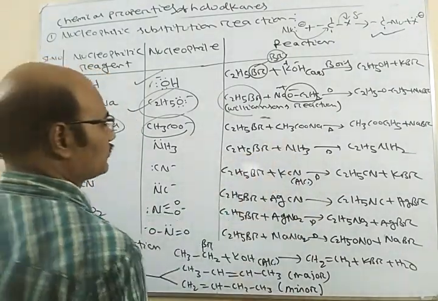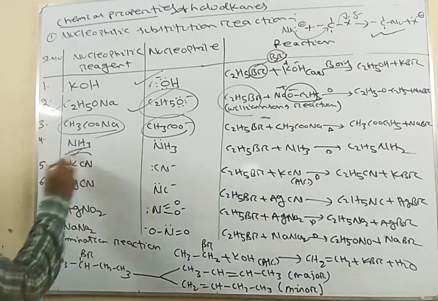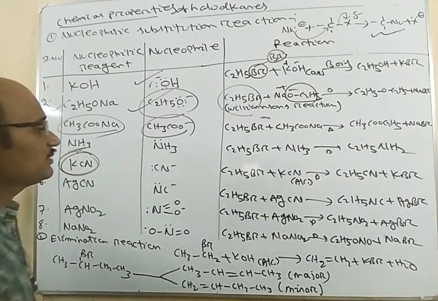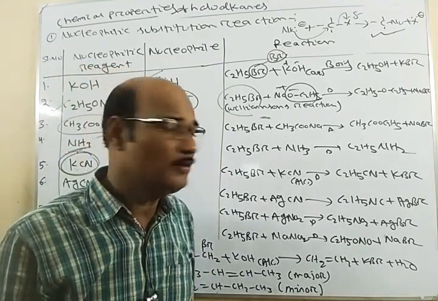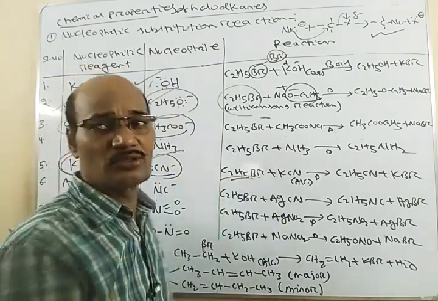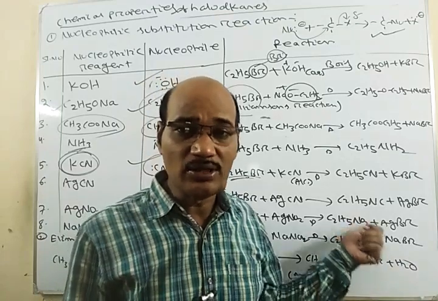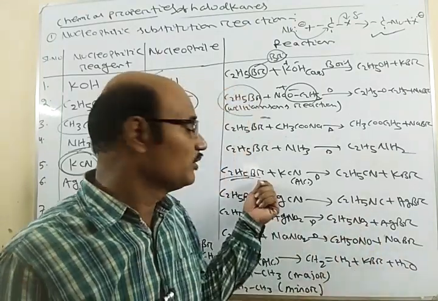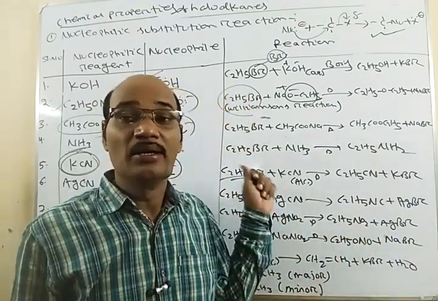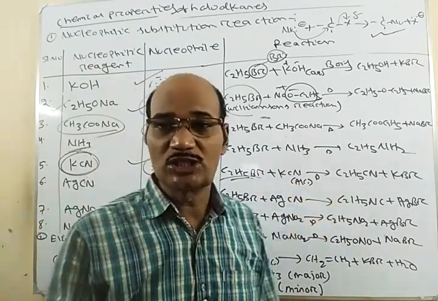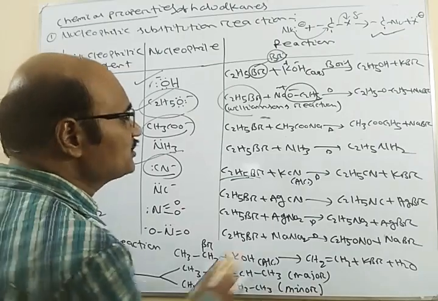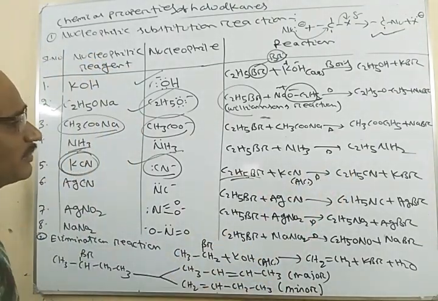Now, if I have KCN, from this I can get the CN minus ion, which is the nucleophile. Here when ethyl bromide is treated with alcoholic KCN, the bromide ion will be replaced by the CN minus nucleophile to get C2H5CN. Now I will write some reactions of C2H5CN.